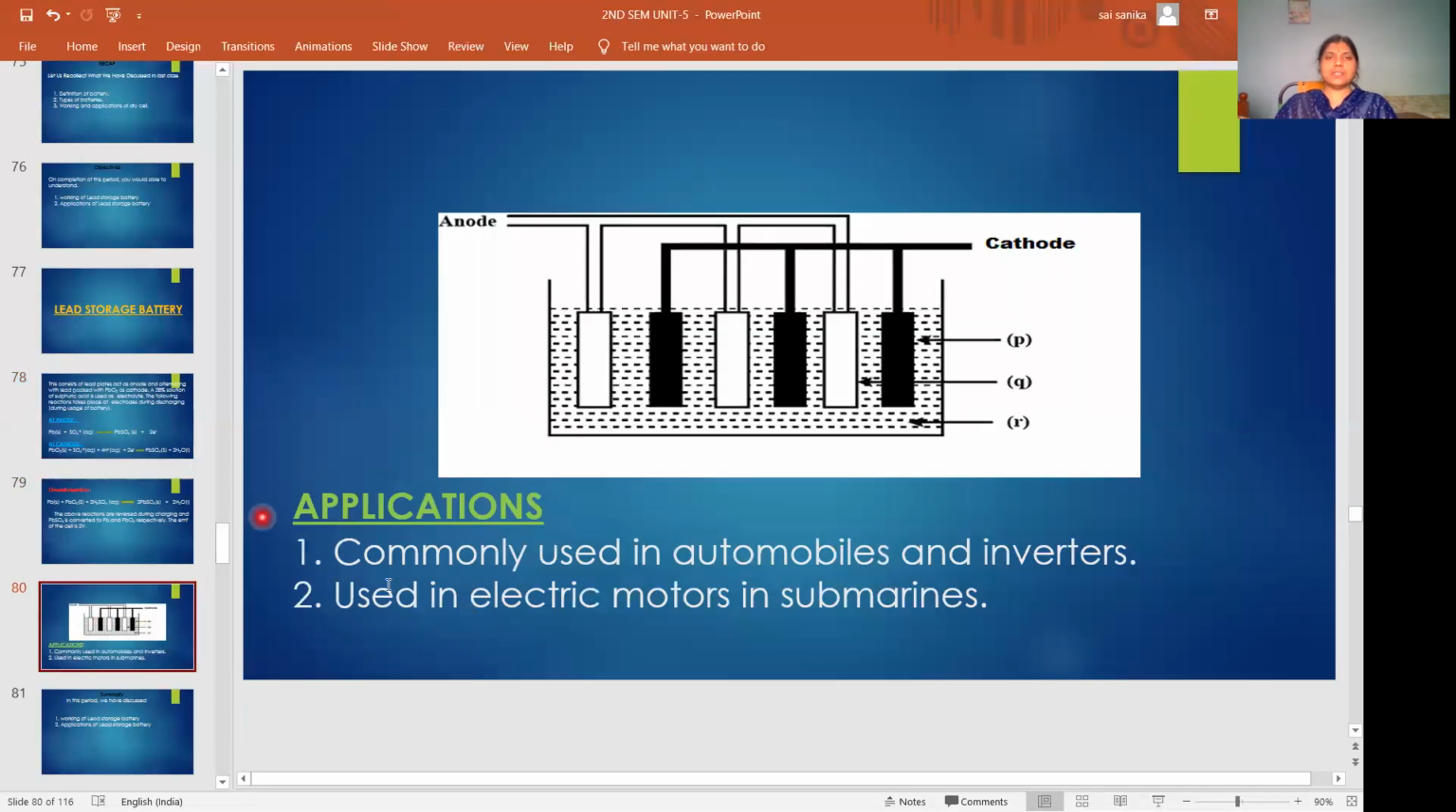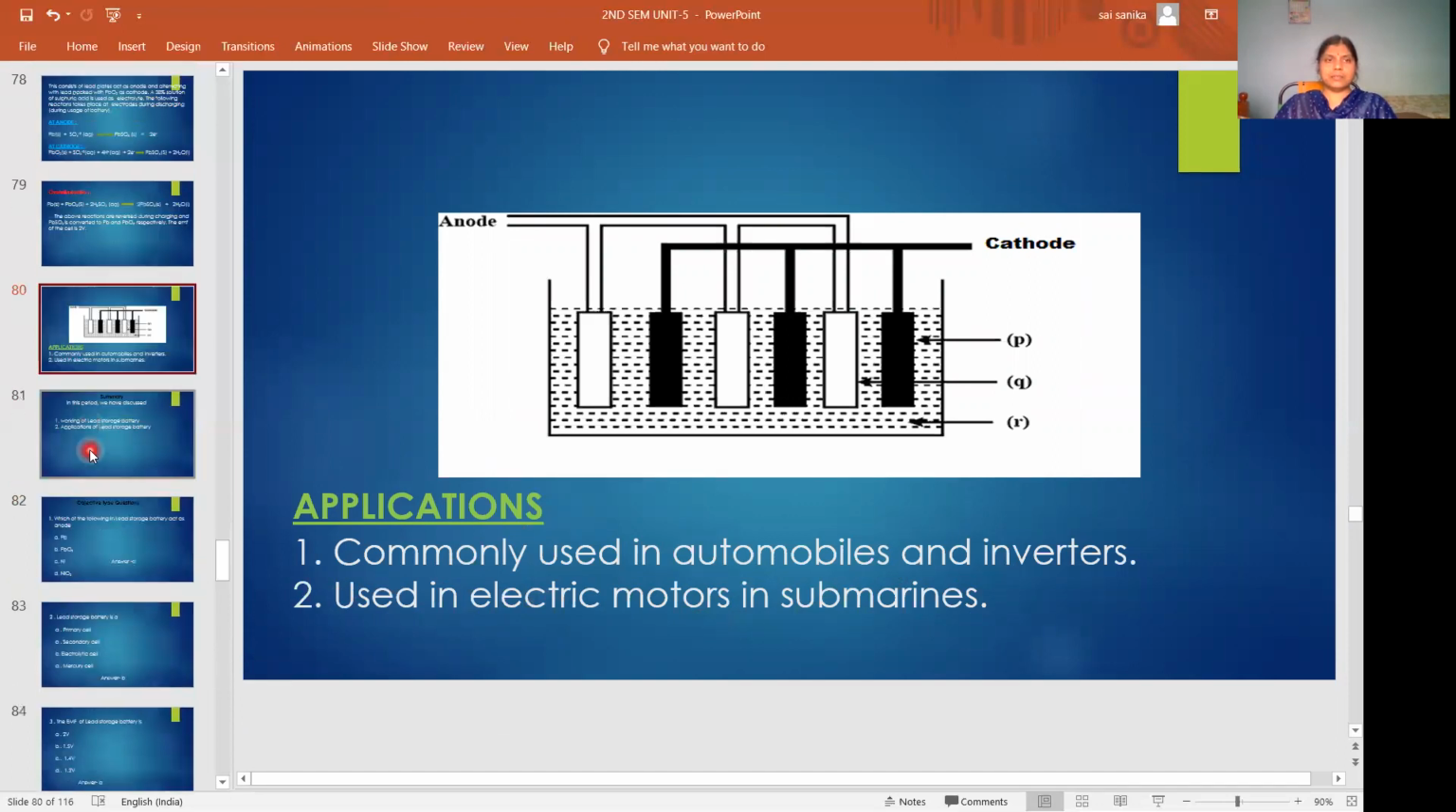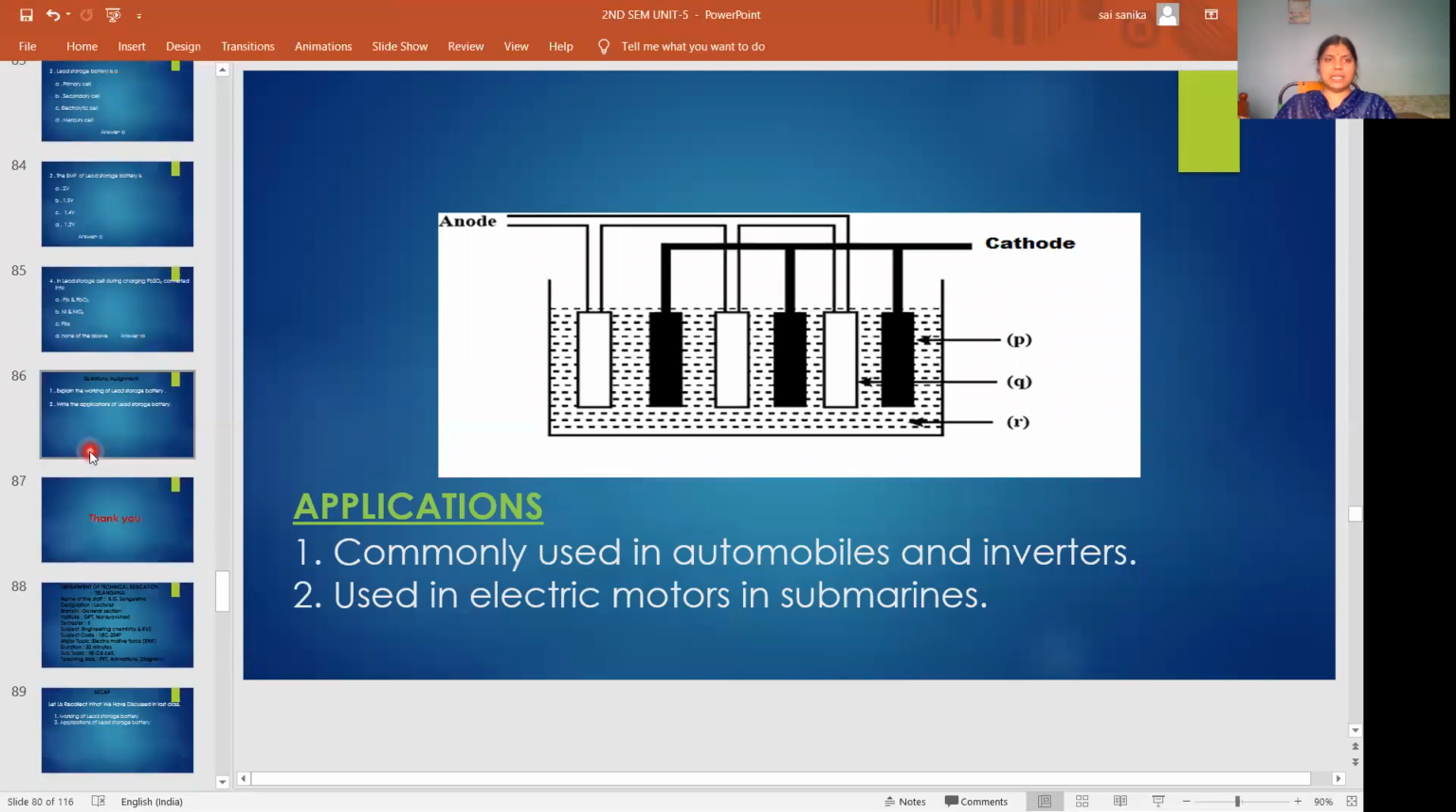What are the applications where it is used? Used in automobiles and in inverters, and used in electric motors in submarines, that is Jalantargami. So this is the lead storage battery we discussed in the last class.